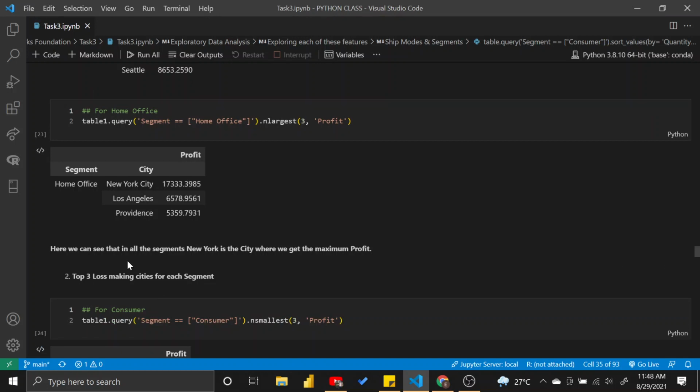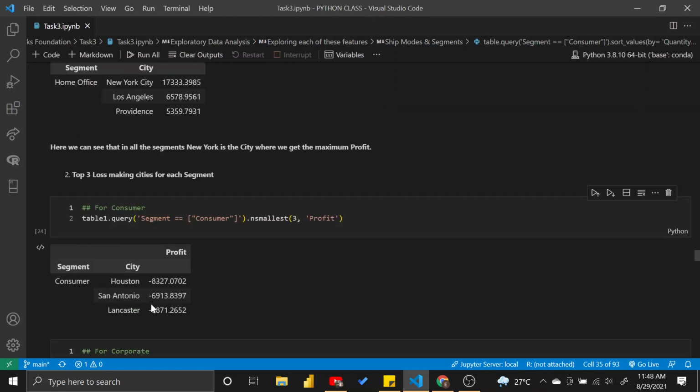Now if I was the manager of the company, I would not really want the profit. I want to know which are the cities that bring me loss so that I can focus on that. Now, if I look at the consumer sector, I can see Houston, San Antonio, and Lancaster. These three are bringing the loss. I mean, top three loss-making cities. So here I need to focus on these three, and there might be many more. If I take 10, it will be like top 10. So I can focus on that also.